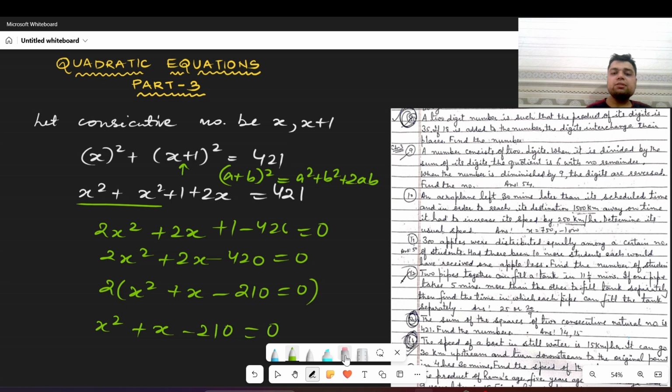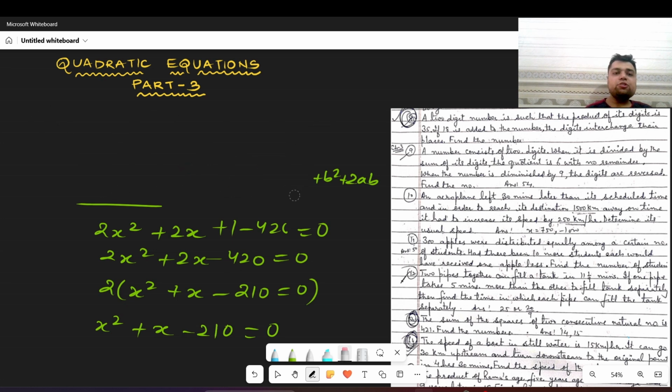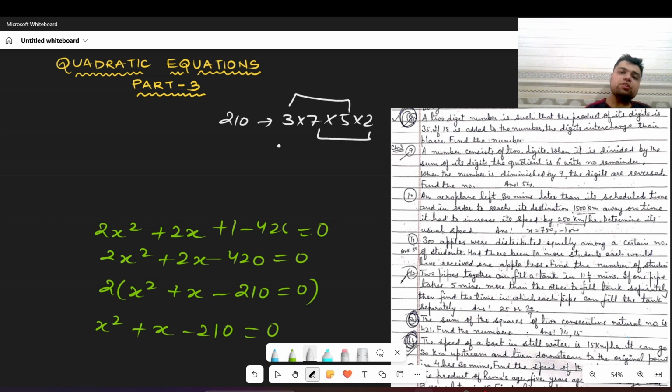Now we can do middle term splitting. Let's do that. So for 210, I can write it like 3 7s are 21 and 5 2s are 10. So 5 3s are 15 and 7 2s are 14. So 15 times 14 I can write, and their difference is 1 only, right? So I can rewrite it like this: x square plus 15x minus 14x minus 210 equals to 0.